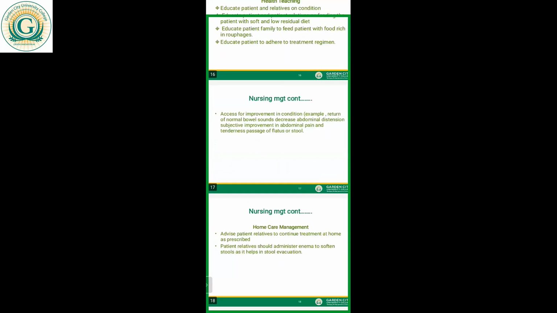Assess for improvement in condition. For example, return of normal bowel sounds, decreased abdominal distension, subjective improvement in abdominal pain and tenderness, passing of flatus or stool.